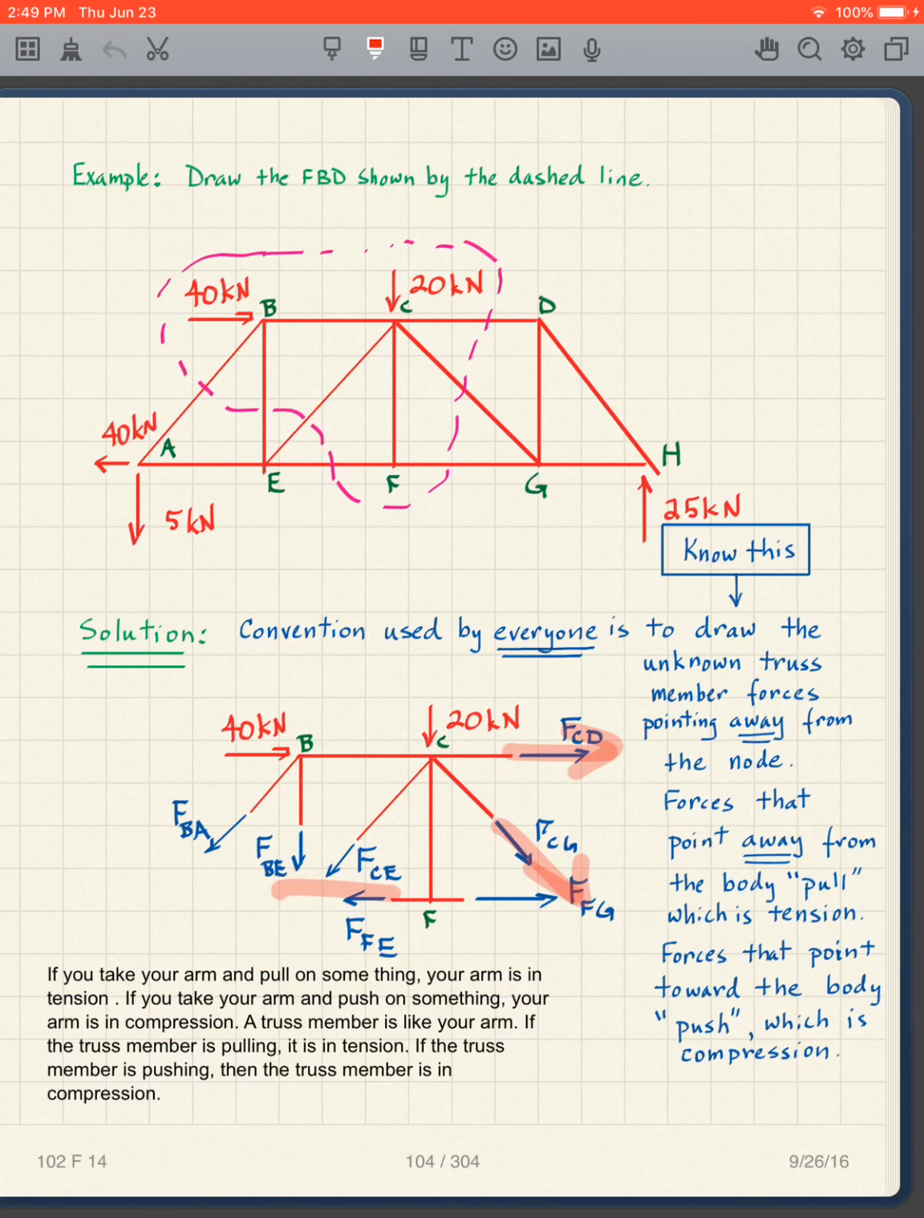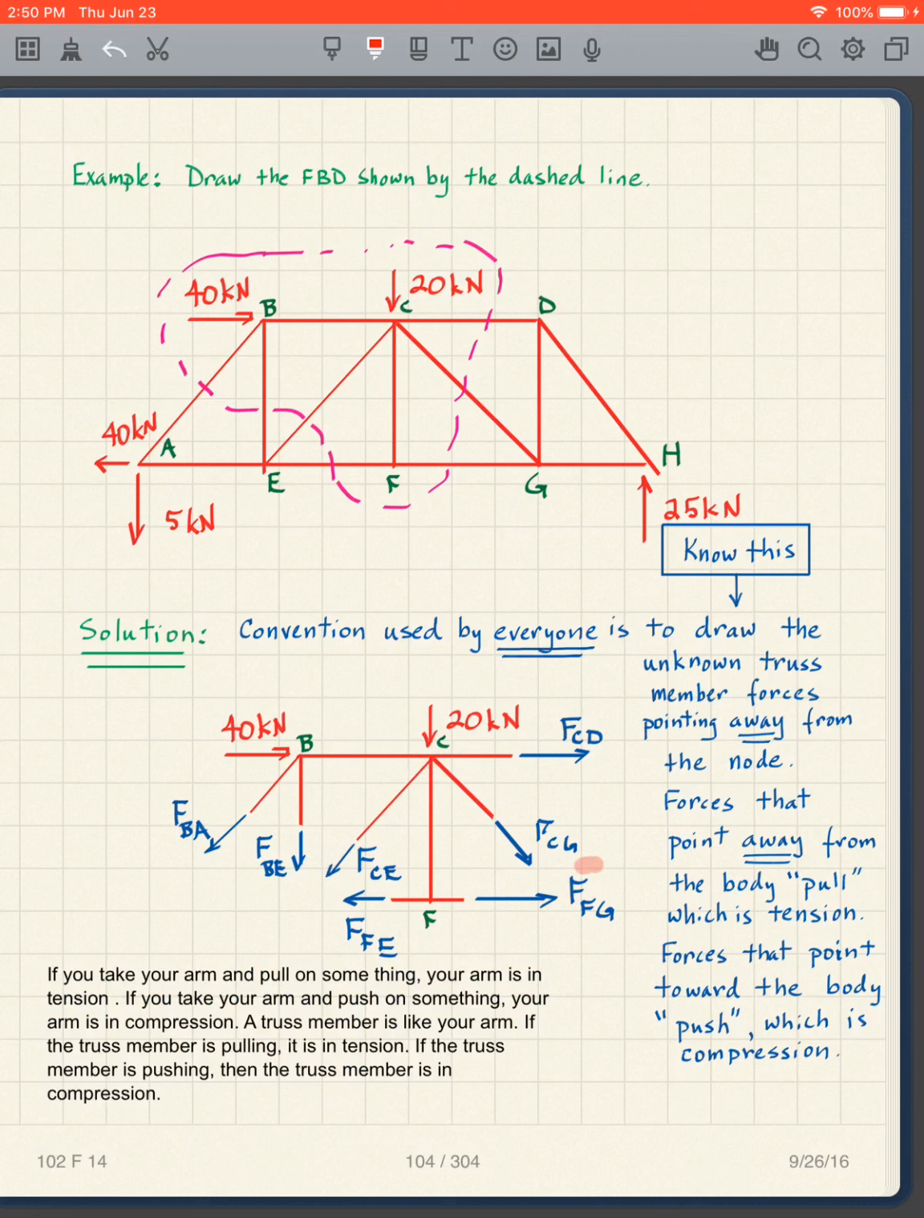Okay, it's not to the left, it's not to the right, it's not up, it's not down, it's just away. That means tension. So this is the convention used by everyone: to draw the unknown member forces pointing away from the node. In other words, the node is here, and I'm pulling away from it.